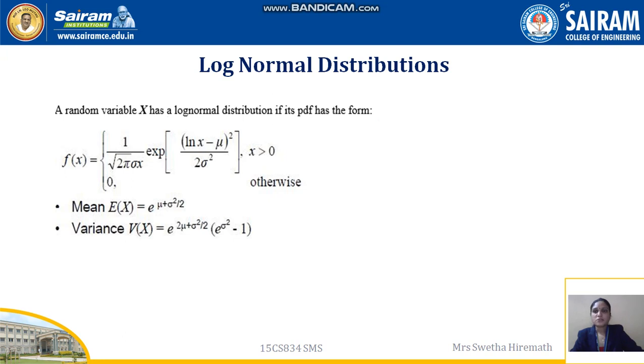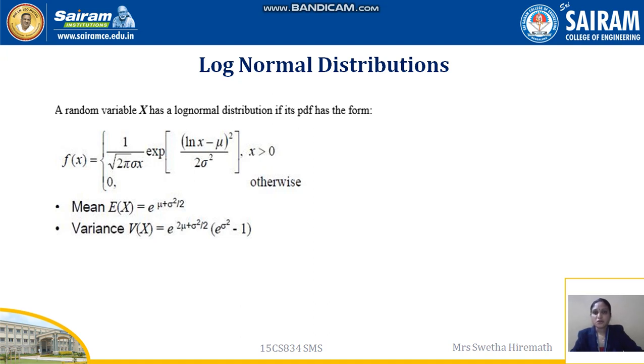First I am going to start with the log normal distribution. A random variable x has a log normal distribution if its PDF has the form: f of x equals 1 by square root of 2 pi sigma x, exponential of minus (ln x minus mu) whole square divided by 2 sigma square, if x is greater than 0, or else f of x equals 0 if x is not greater than 0.